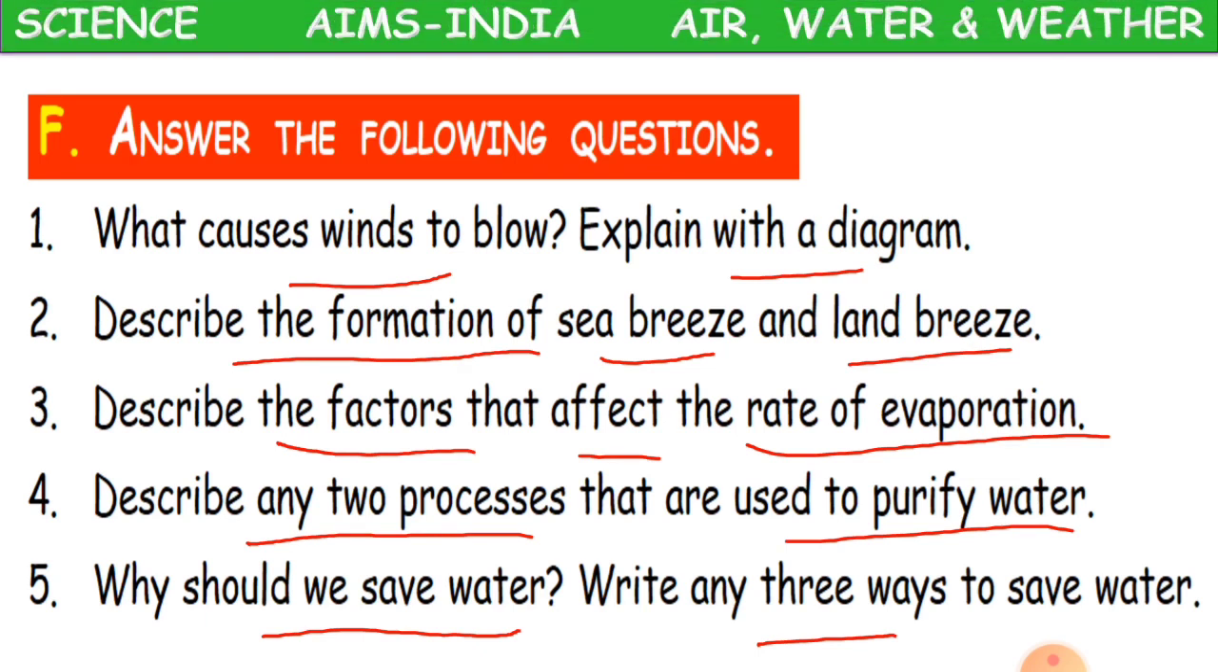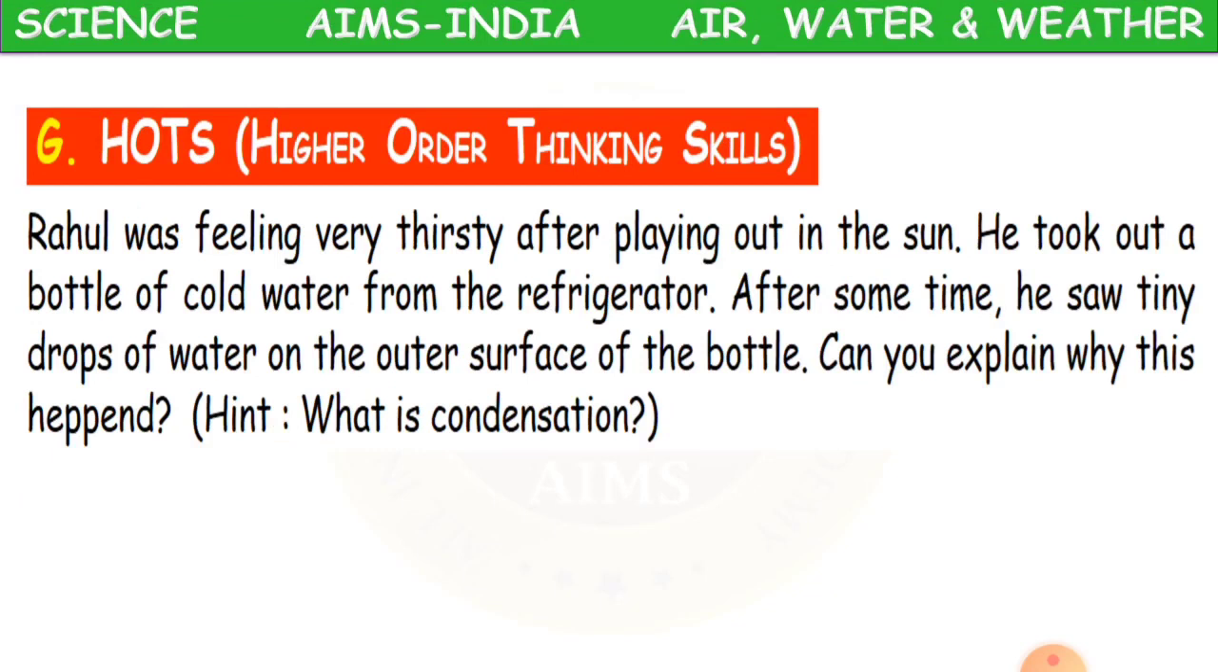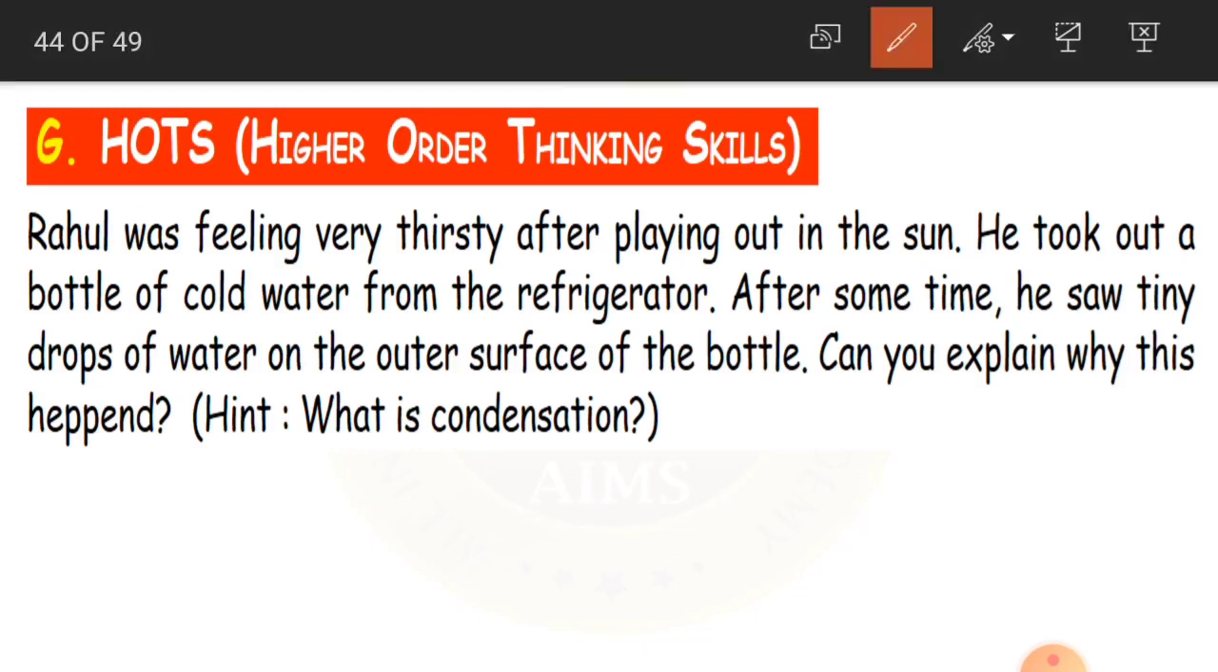Clear children? Okay now. And the next exercise is higher order thinking skills. Here we have a brief information. Let us read it. Rahul was feeling very thirsty after playing out in the sun. He took out a bottle of cold water from the refrigerator. After some time, he saw tiny drops of water on the outer surface of the bottle. Can you explain why this happened? And what is the hint here?